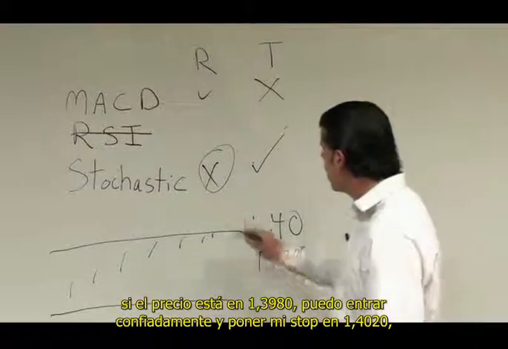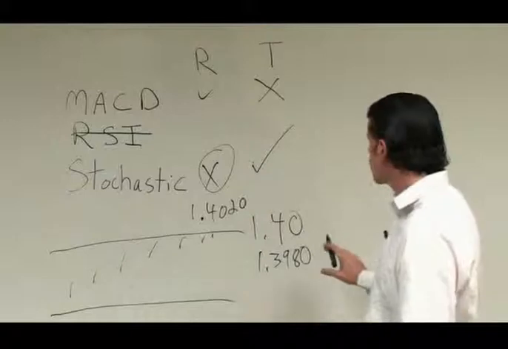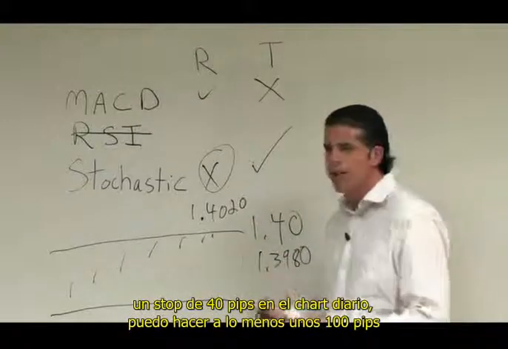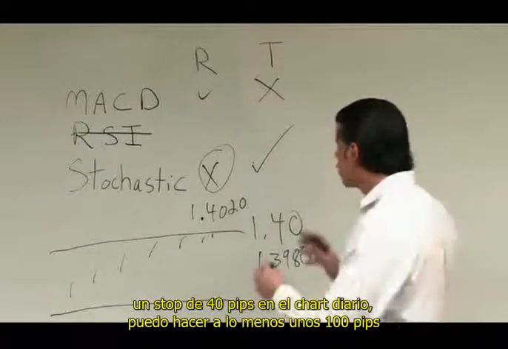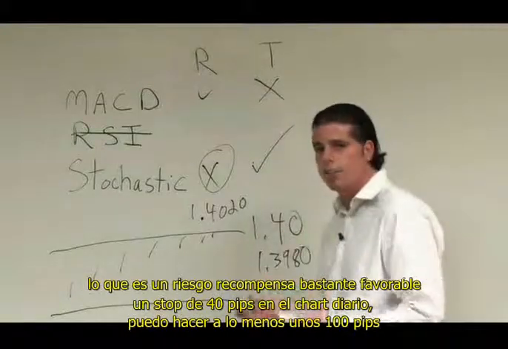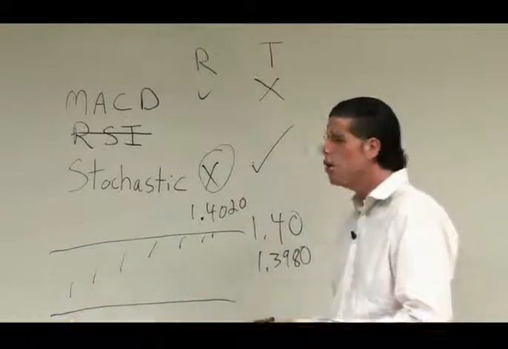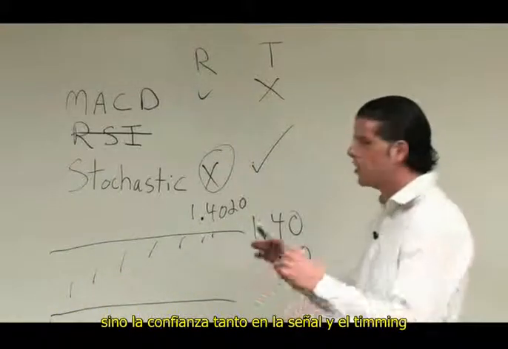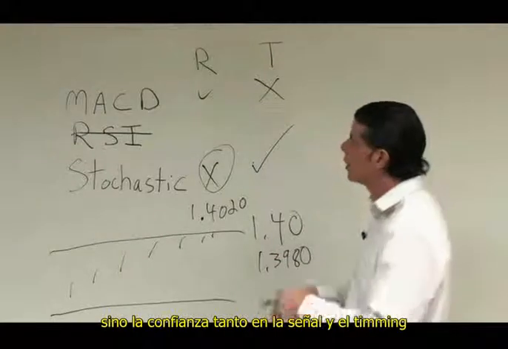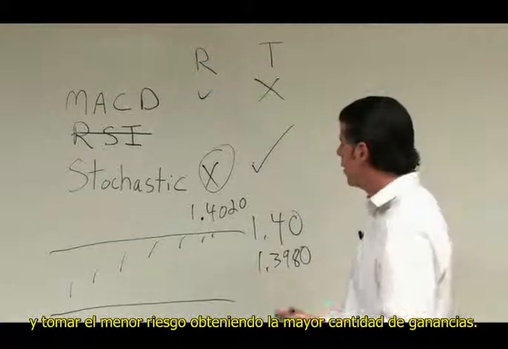Because in the example I just gave, let's say prices are at 139.80, I can go ahead and enter that trade and place a stop confidently at 140.20. And I'm only risking, let's say, 40 pips on a daily chart. And on a daily chart, for that 40 pips of risk, I can make at least a couple of 100 pips in upside. And that means an extremely favorable risk-reward ratio. So again, we can't look at these things just based on reliability alone. It's a matter of reliability and timeliness and taking the least amount of risk to make the most amount of gains.